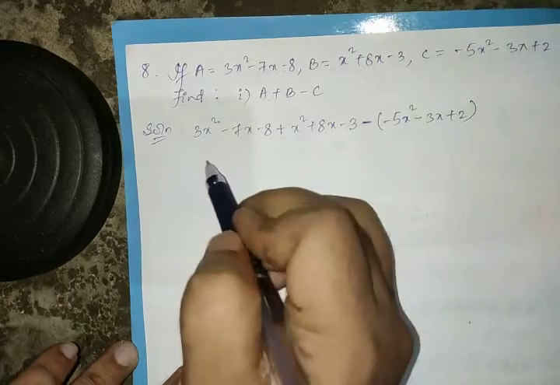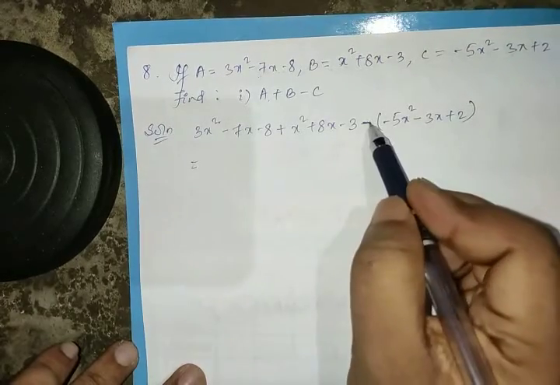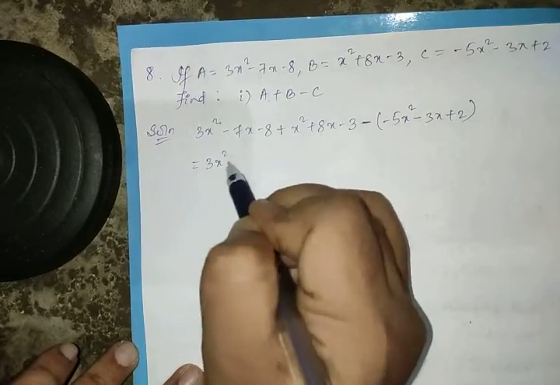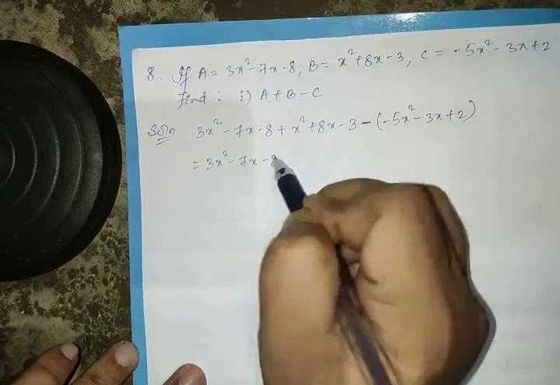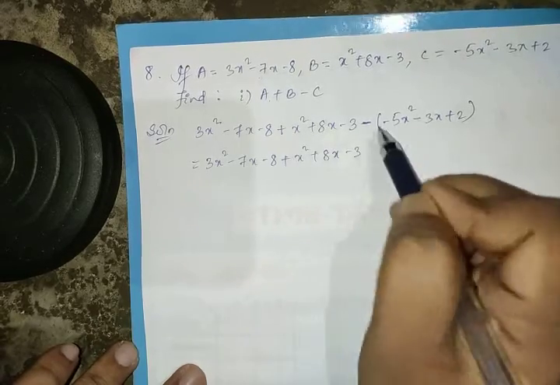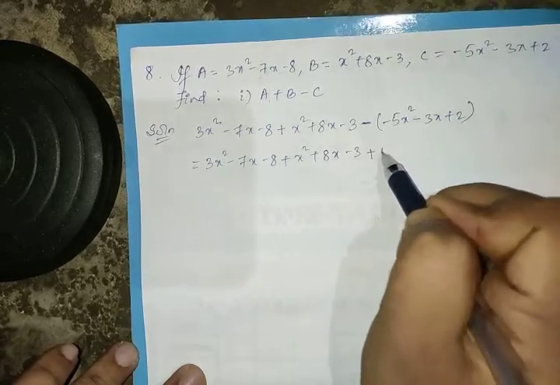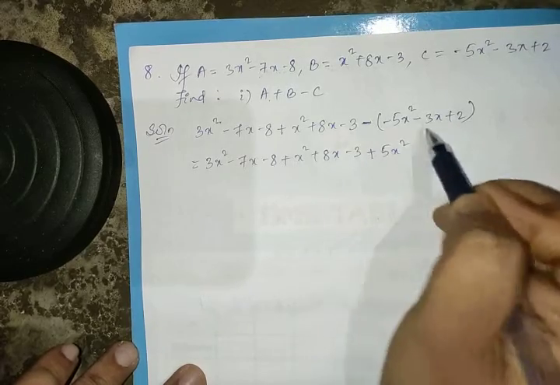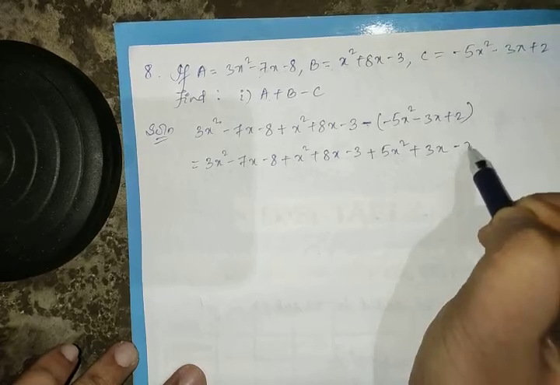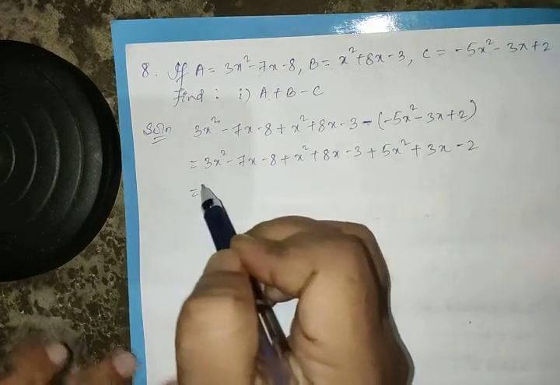So now let us solve this. We'll remove the bracket part. This one we'll write as it is, 3x square minus 7x minus 8 plus x square plus 8x minus 3, then minus minus will become plus 5x square, minus minus again plus 3x, minus plus is minus 2. So now let us solve.